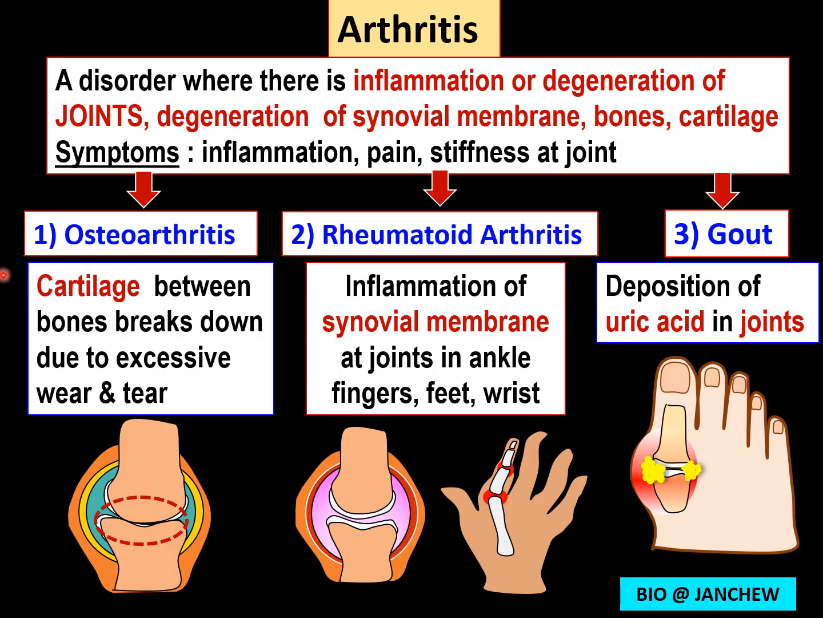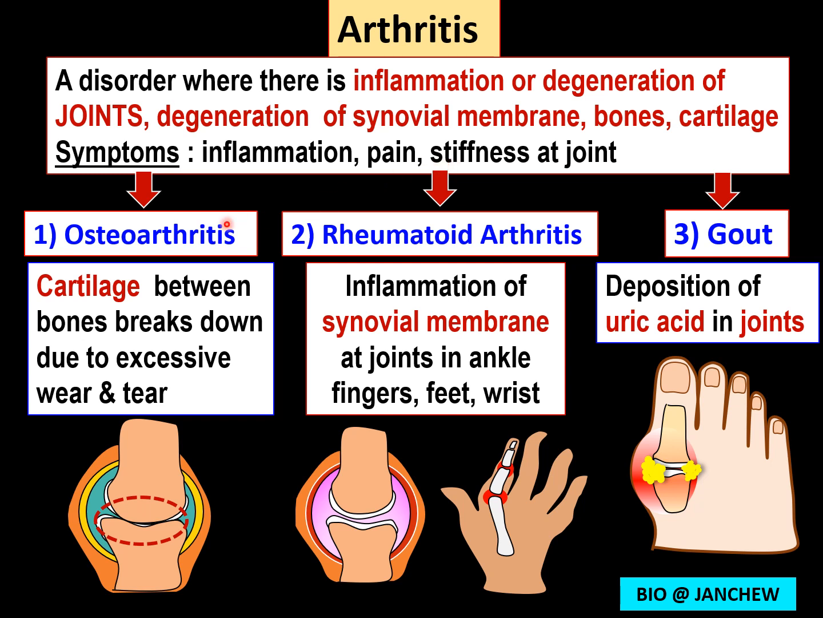So here we have an organizational chart which shows the information this way, and we have already discussed what inflammation and degeneration at the joints are. So it involves the joints, and the structures at the joints waste away or are damaged. For example, the cartilage breaks down due to constant wear and tear. Okay, the symptoms are more or less the same for the three of them: inflammation, pain, and stiffness at the joint.